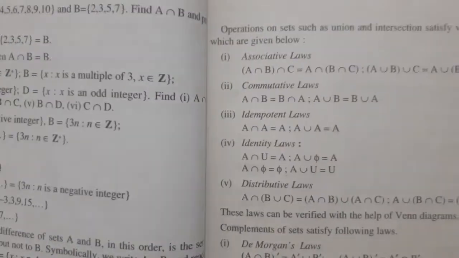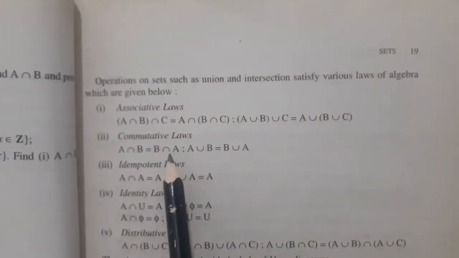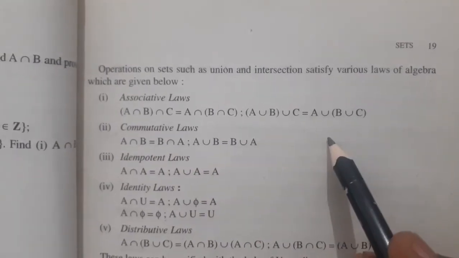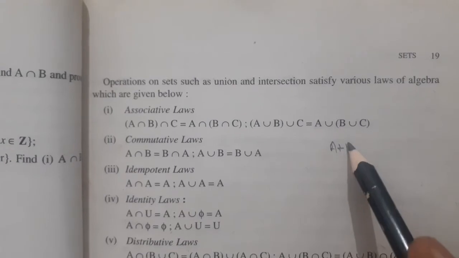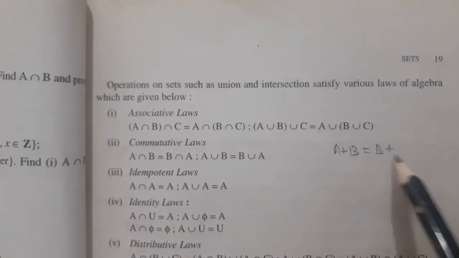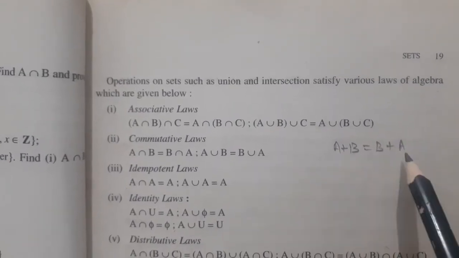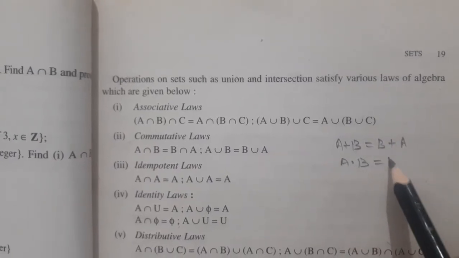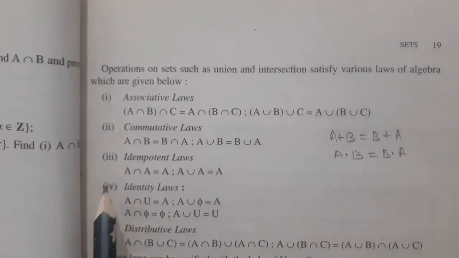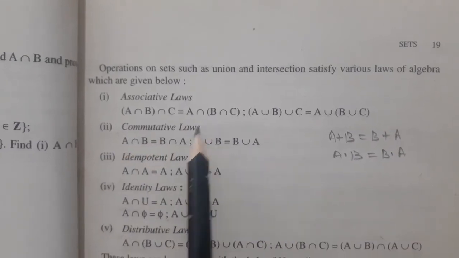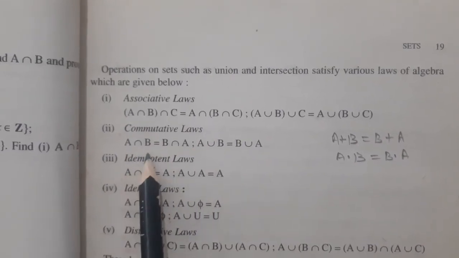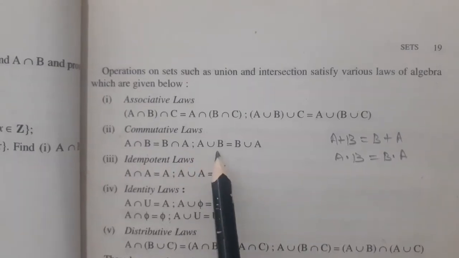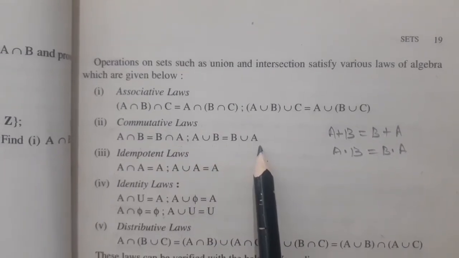Now different laws are there. You have already studied in class 7th or 8th. Commutative law. You know the commutative law holds for addition. What is the meaning of this? A plus B equals B plus A. Also we can say the commutative law holds for multiplication, meaning A into B equals B into A. Similarly, the commutative law holds for intersection, meaning A intersection B equals B intersection A. Similarly, A union B equals B union A.